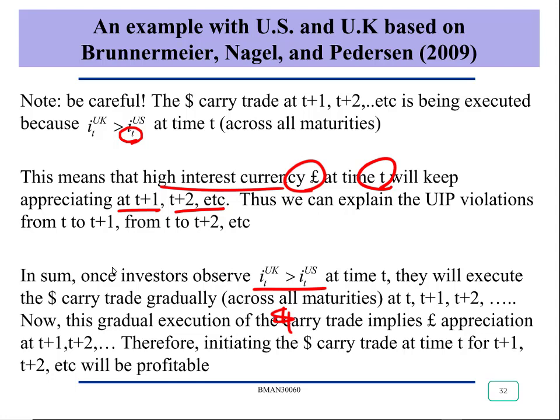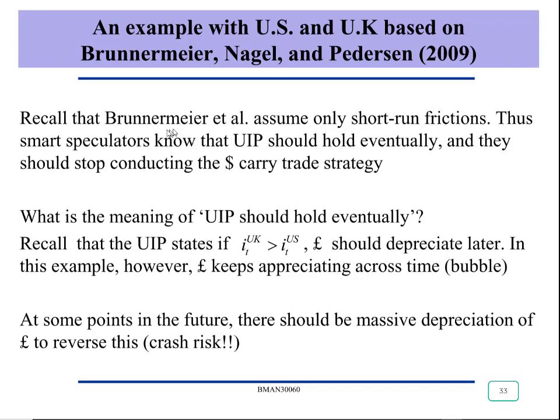strategy can be profitable. However, recall that Brunnermeier et al. assume only short-run frictions. Thus, if you are smart speculators, once you observe this appreciation of pound, the violation of UIP, you should know that this should be reversed. In other words, UIP should hold eventually. They need to go against dollar carry trade strategy, or we talked about reverse carry trade strategy before.